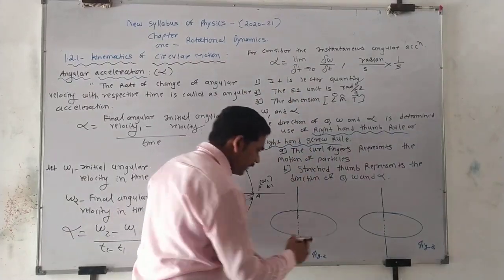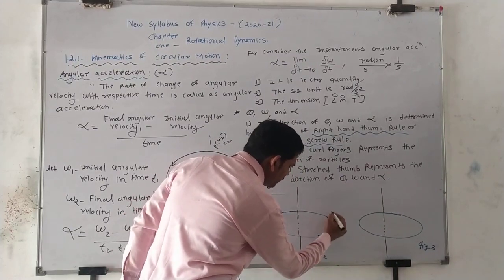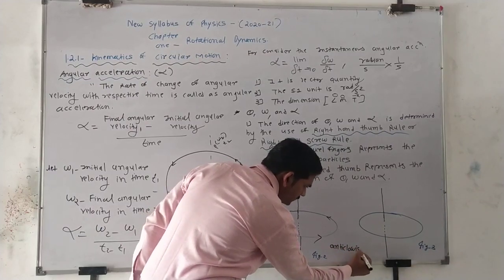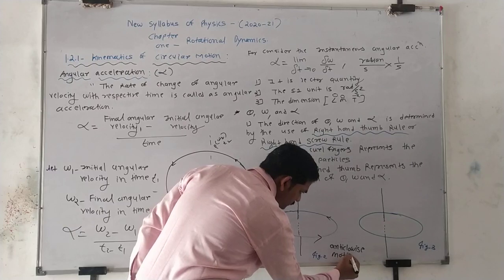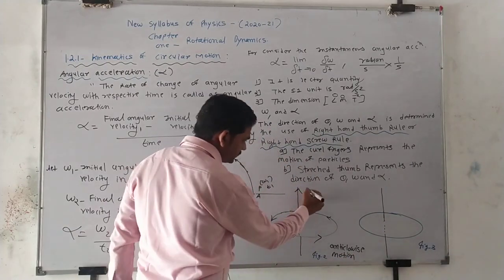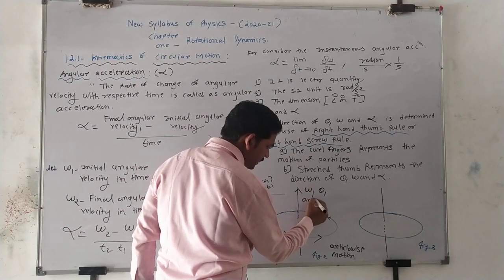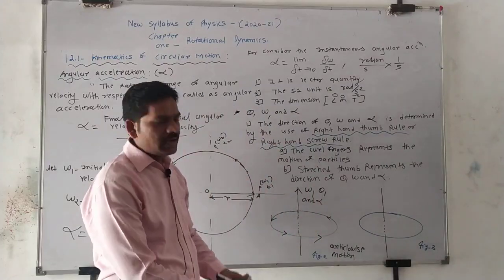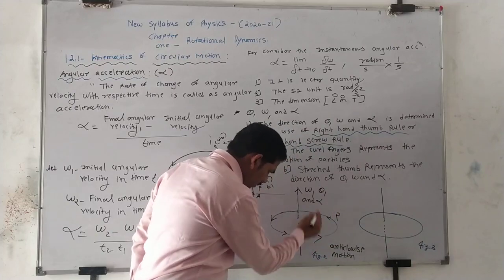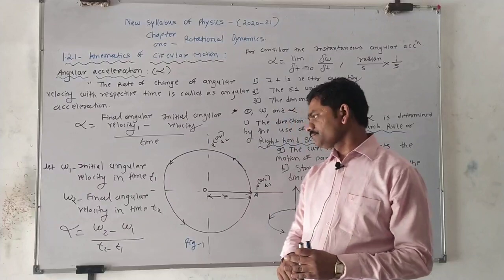Yes. Okay. So boys, when the particle rotates in anti-clockwise direction, then where is the omega? The omega is in the upward direction. Omega is in the upward direction, theta is in the upward direction, and alpha is also in the upward direction. The particle is revolving in the anti-clockwise direction along the circumference of a circle.